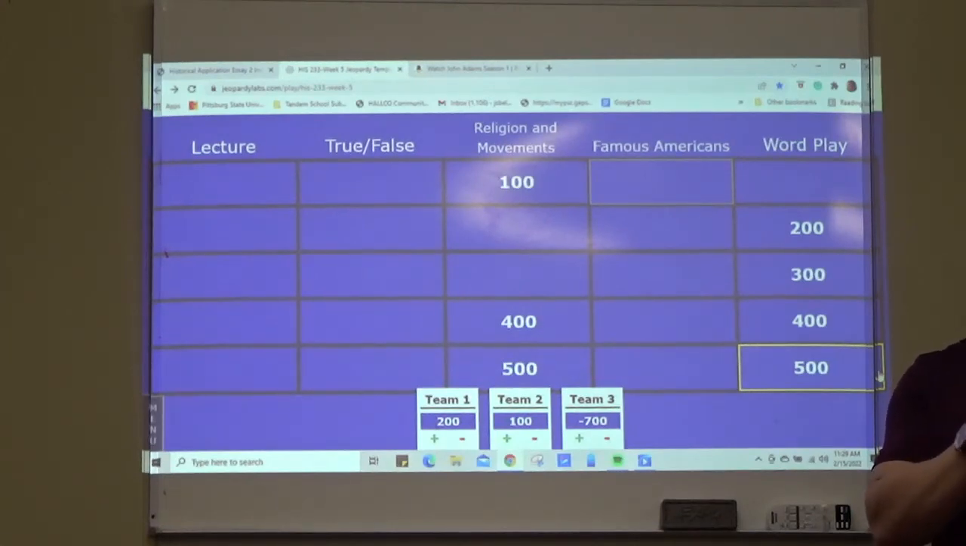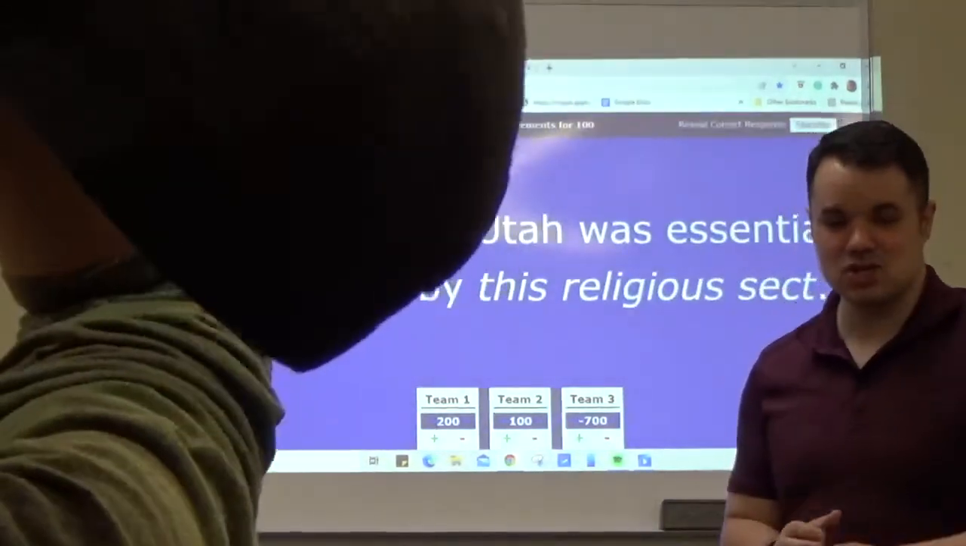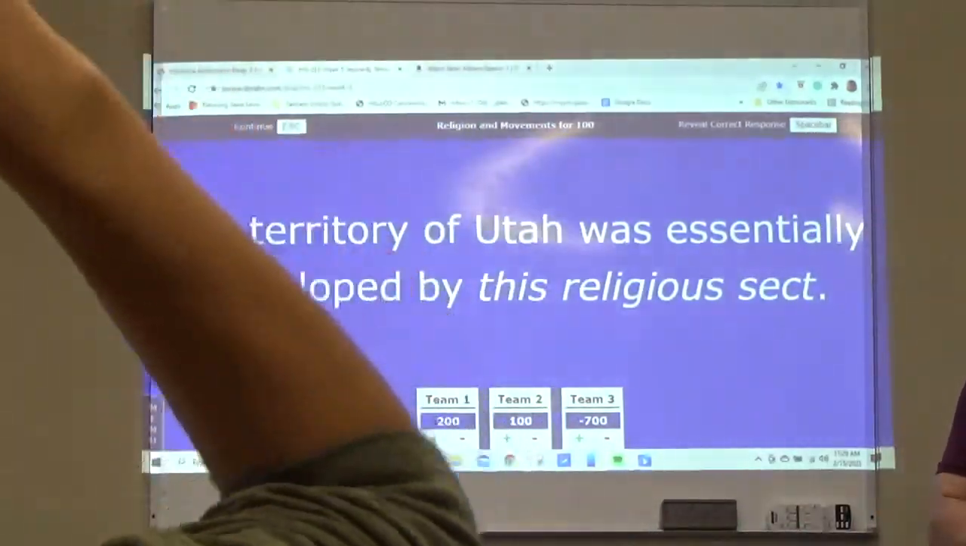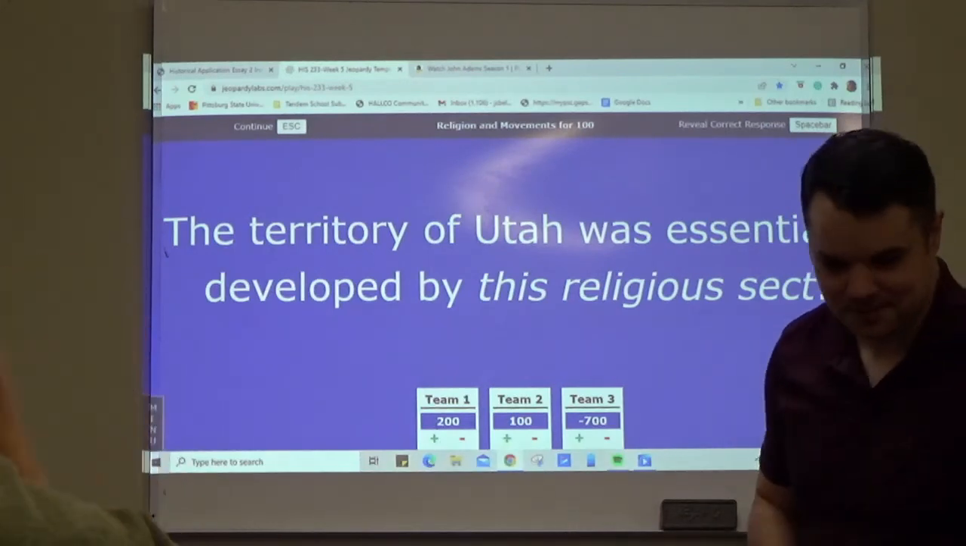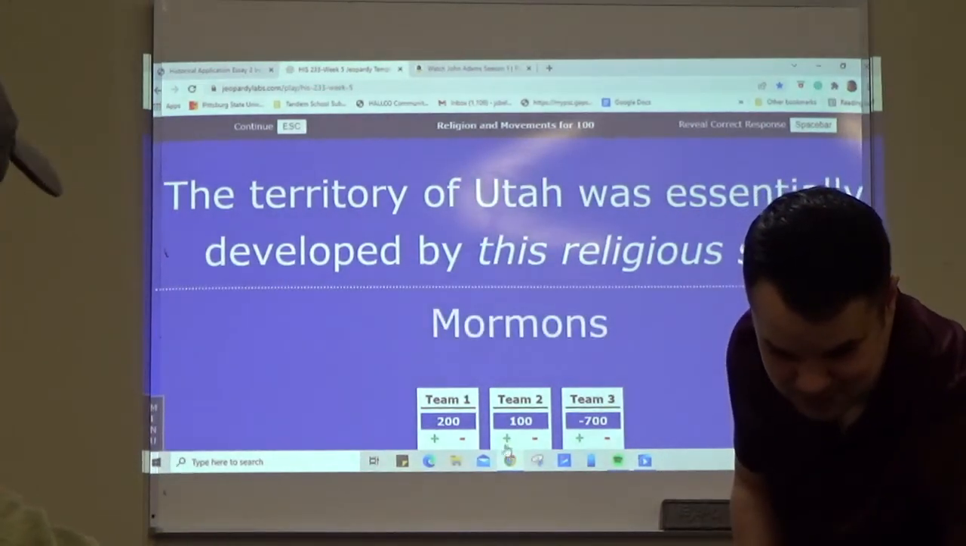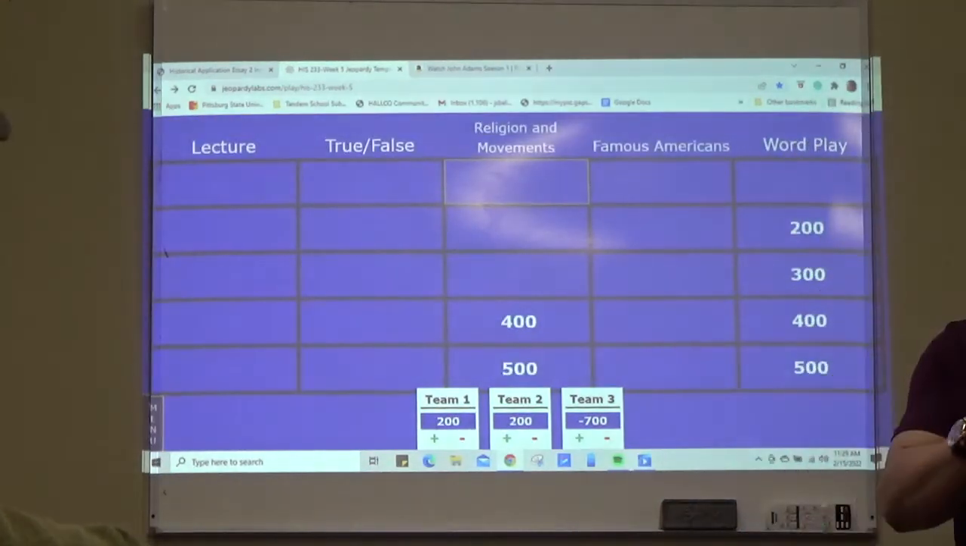All right, so let's go with Team 1. Pick one. Religion and Movements 100. Oh gosh, you guys are such low riskers. If I don't even win this, you're gonna die. The territory of Utah was essentially developed by this religious sect. They are still around today, and they are heavily populated in the state of Utah. Mormons. That's right. Never mind. Yeah. We're tied. Alright, Team 2, your pick now.